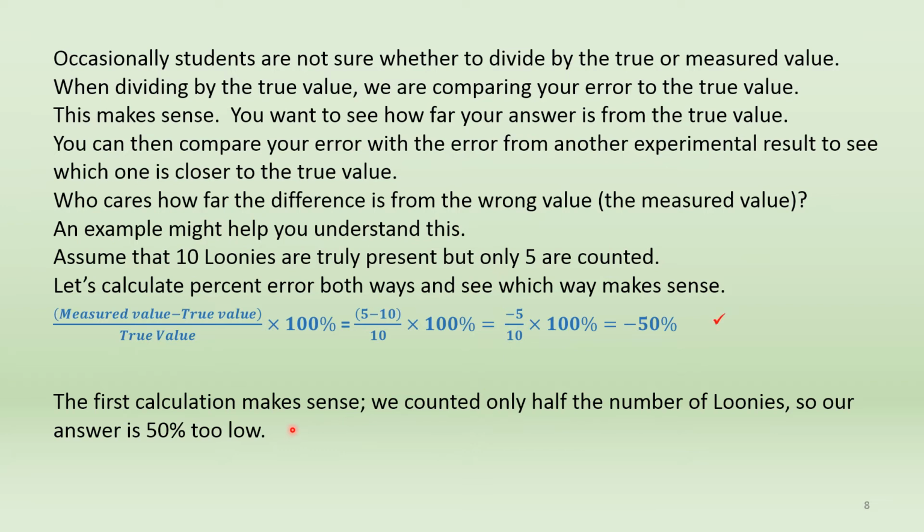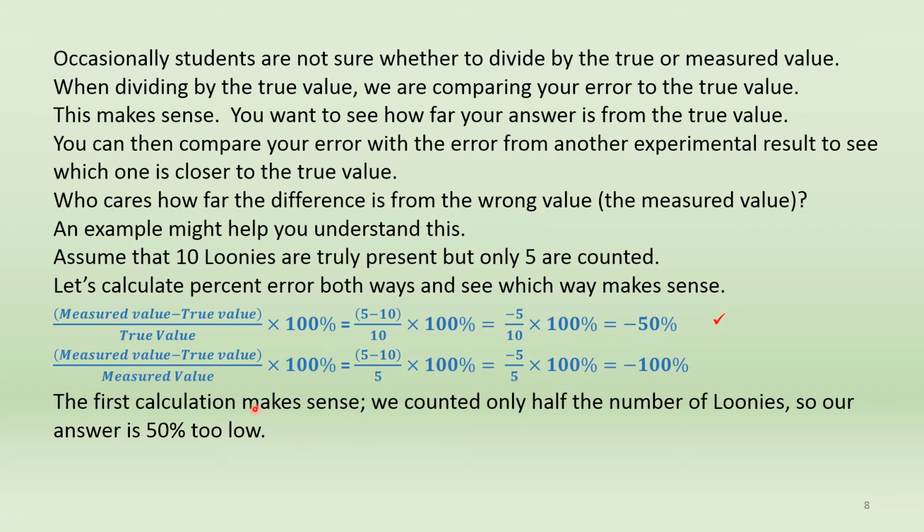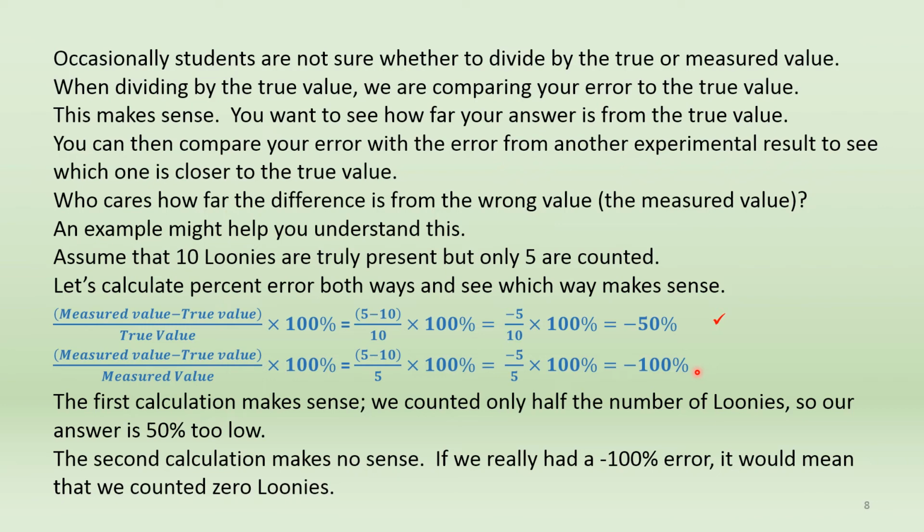Well, if you calculate it backwards, if you take 5 minus 10 over the measured value 5, you'd have negative 5 on 5 times 100 is negative 100%. Now does that make sense? No way. If you actually had a negative 100% error, it would mean that you didn't count any loonies at all. So think about it, measured minus the true, compare it to the true.